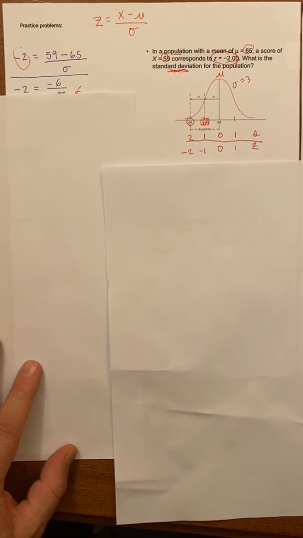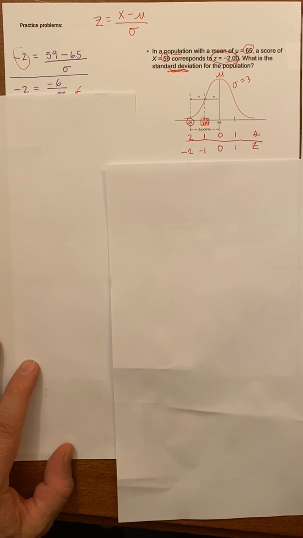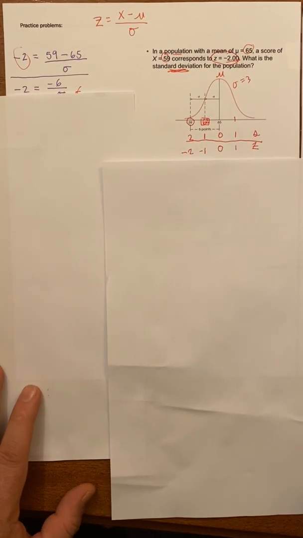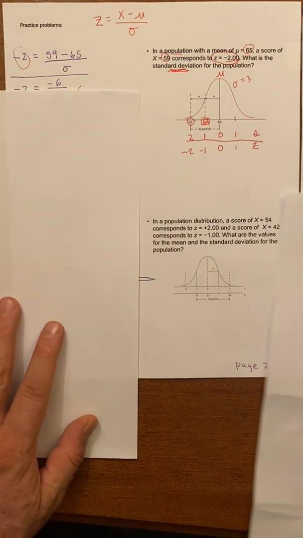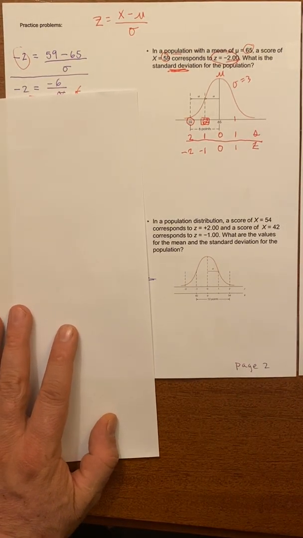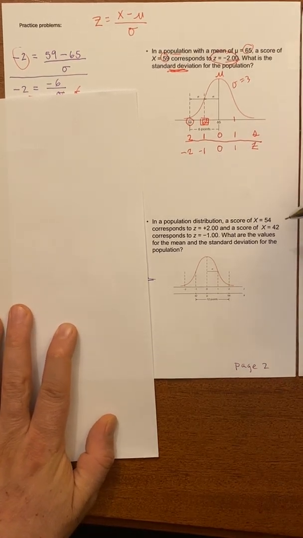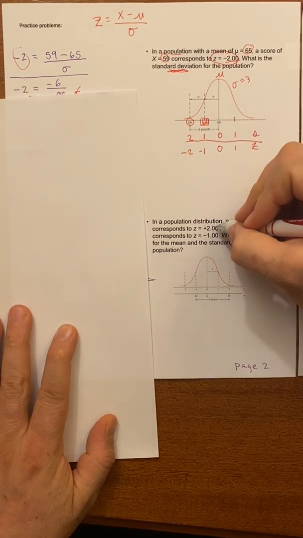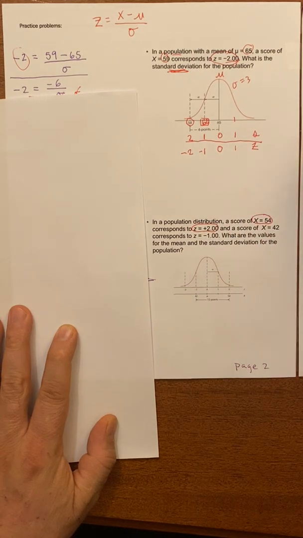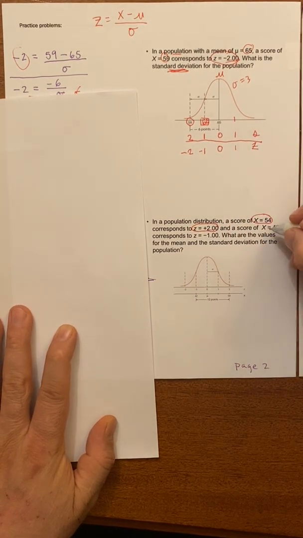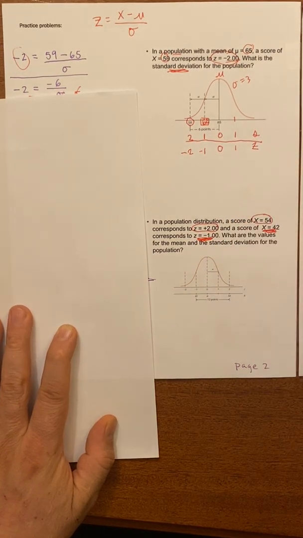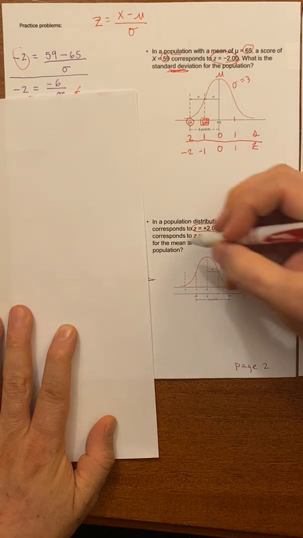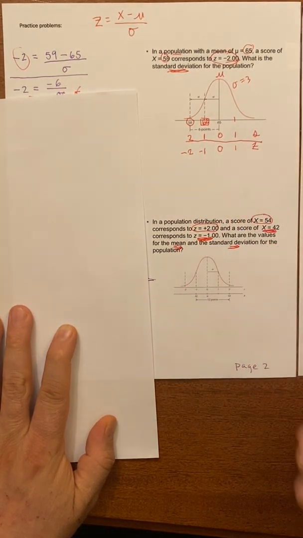Okay, so that's our second practice problem. I want to go ahead and move on now to a third practice problem, and that is this one here. I'll start by reading it first. It says, in a population distribution, we have a score of x equals 54 that corresponds to a z of +2. And then we also have another score of 42 that's going to correspond to a z of -1. From there, the researchers are asking, what are the values for the mean and the standard deviation?